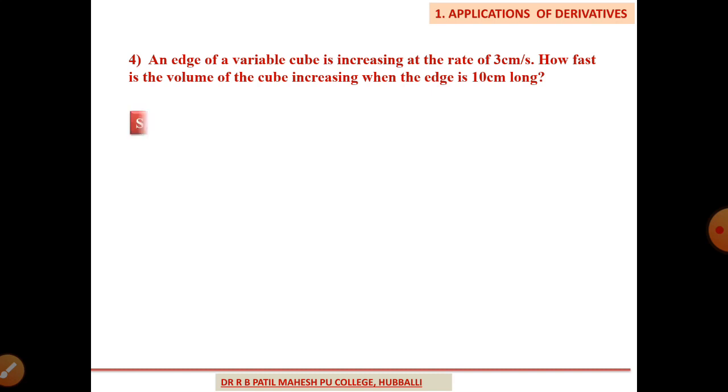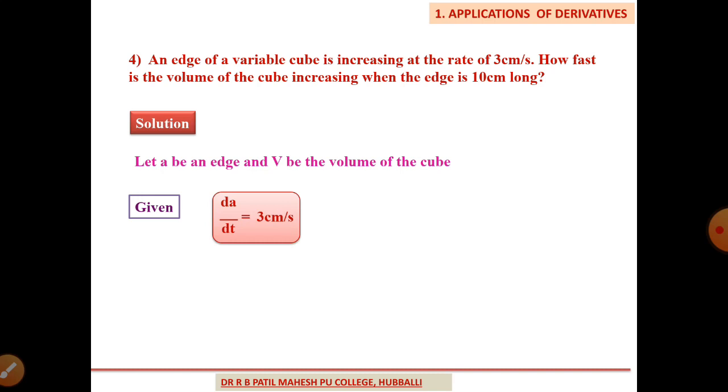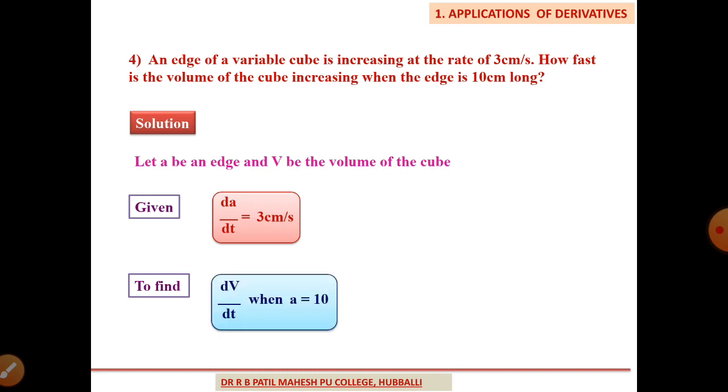Okay. So first you can start with, let a be an edge and V be the volume of the cube. So what is the given term here? dA by dt, the change of the edge with respect to time t, that is given, that is 3 centimeter per second. Next, by using this, find dV by dt. Now I have to find dV by dt when a is equal to 10 centimeter.